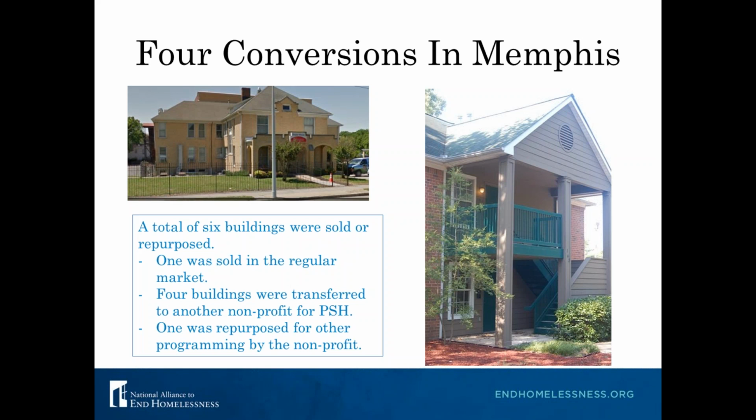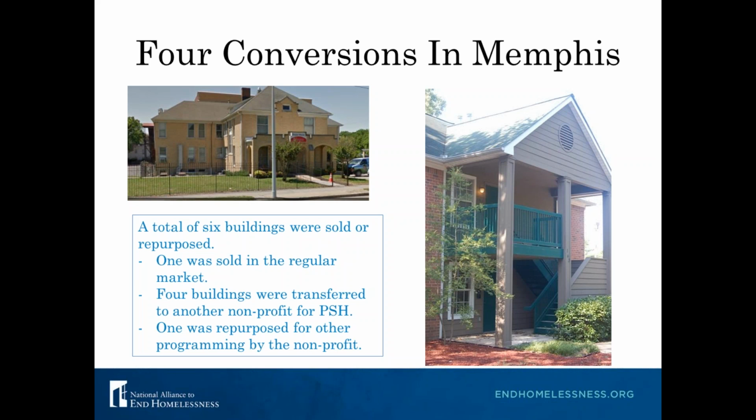So the first one, I think the one that is most interesting to folks, was a building that was operated as a transitional housing program for families with children, and it was very much underutilized for a long period of time. So it was in the performance improvement zone, where the CoC had identified it as a low performer and had been attempting some efforts to improve performance over time.